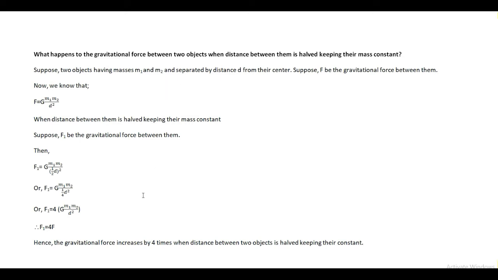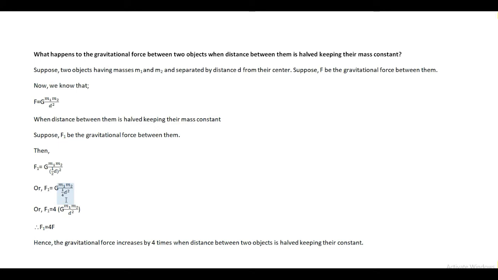And suppose F1 is the new gravitational force after the change, then we write the same formula, F1 equals G m1 into m2. But now in the place of d square, we are writing (1 by 2 d) whole square, because the question has said the distance between them is halved, that means decreased to half. Then in the second step, F1 equals G m1 into m2 by (1 by 2 d) whole square, which is 1 by 4 d square.